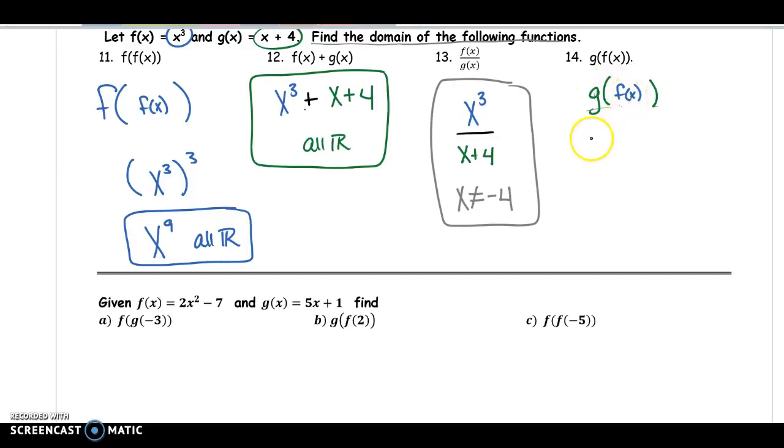So my green function is something plus 4. I just put parentheses instead of the x. My f function is x to the third. That's what I'm plugging into my green function. Now, simplification. There's really nothing to do. Our final answer is x cubed plus 4. There's no restrictions. The domain would be all real numbers.